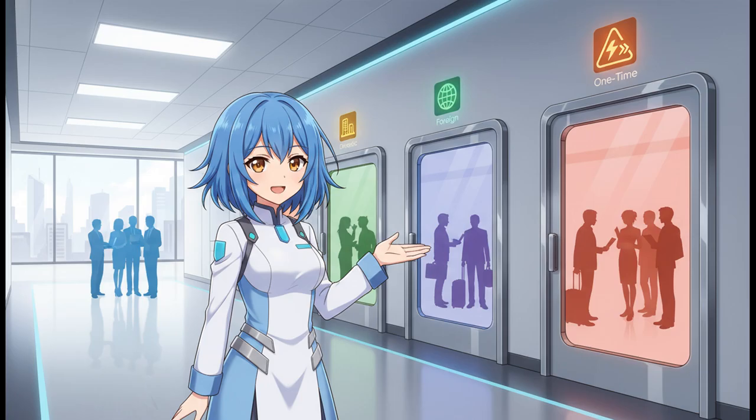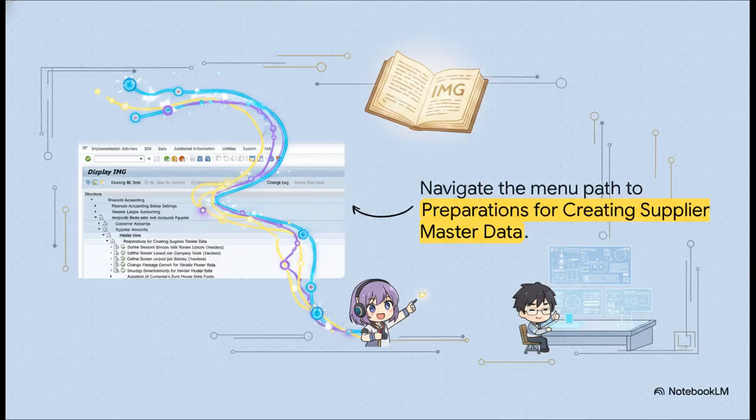The homeroom analogy is perfect here. You're basically sorting your vendors into different classes. Domestic vendors go in this homeroom, foreign vendors go in that one, and each homeroom has its own set of rules that everyone in it has to follow. So, where do we do this? We've got to go into the system's main configuration area, the IMG. From there, you'll dive into the financial accounting settings. We're looking for the spot where you can set up supplier master data. It's like finding the right lab for our experiment.